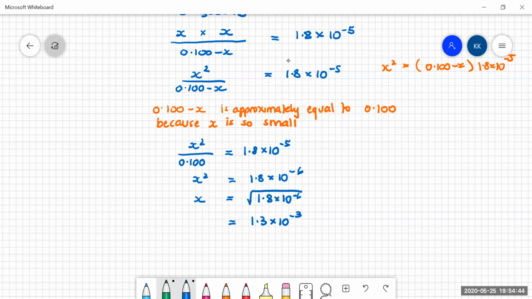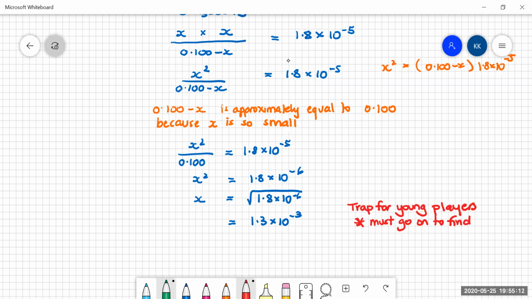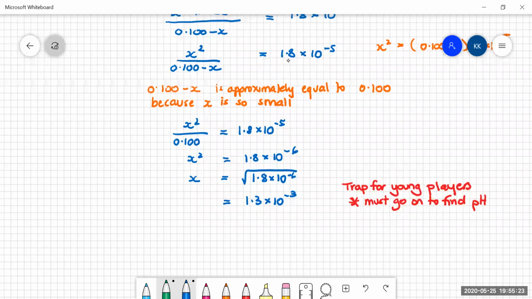Now here is your trap for young players. You can't stop there. You found x, but the question didn't ask you to find x. The question asked you to find pH. So you must go on to find pH. You'd be surprised how many exams I mark where the story stopped at x. This is not what you've been asked. So looking back, what was x?